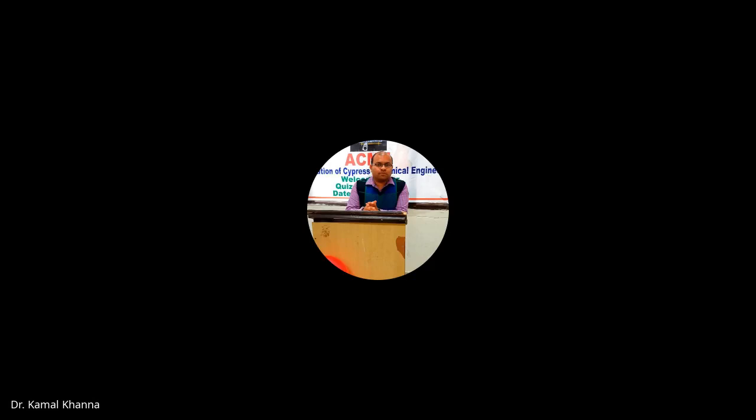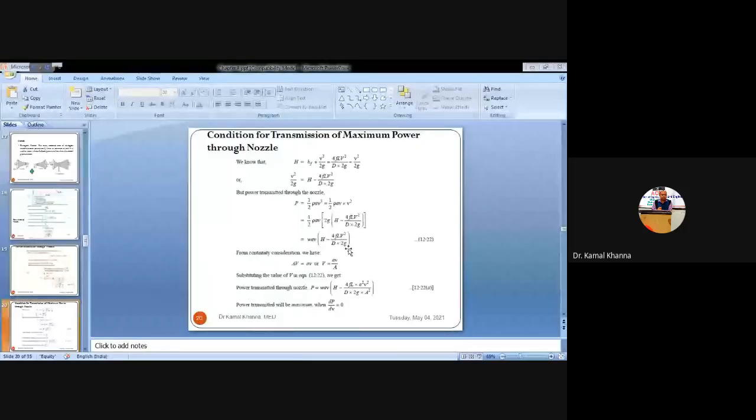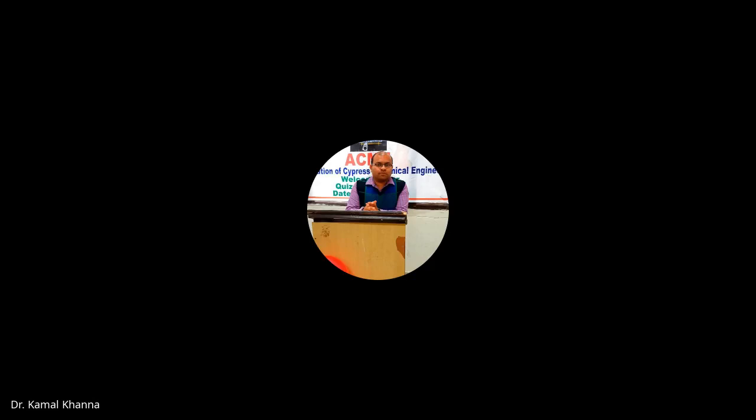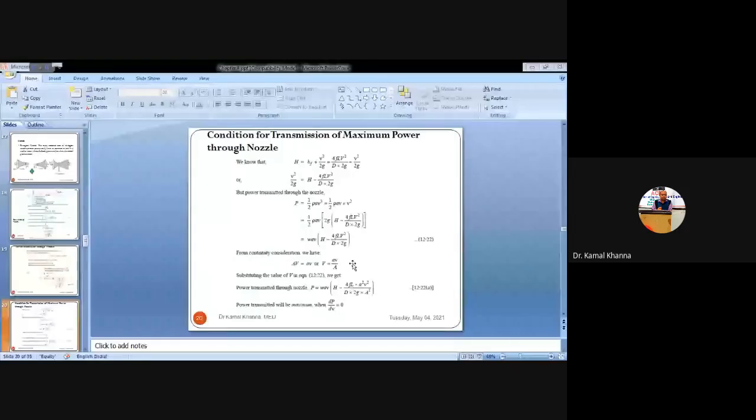So we are getting the power transmitted through the nozzle, that is P is equal to WAV into H minus 4FL. So this was V square. Whenever we put the value of V in terms of small a v by capital A, it becomes equal to 4FL into A square V square by capital A square into D into 2G.